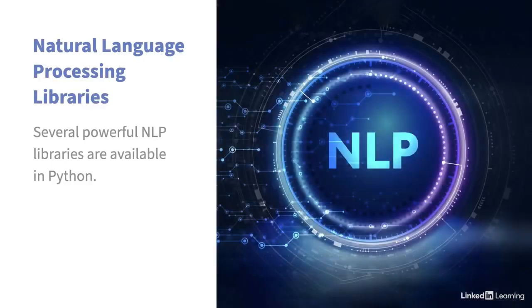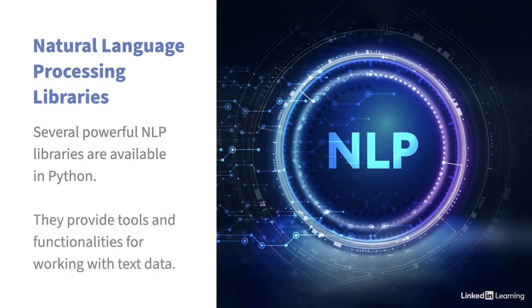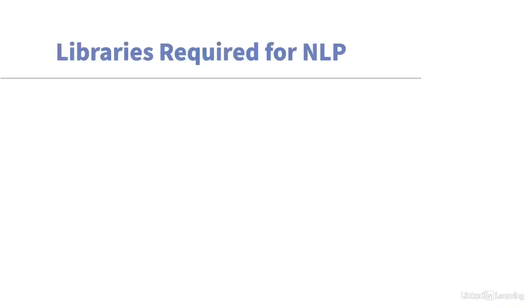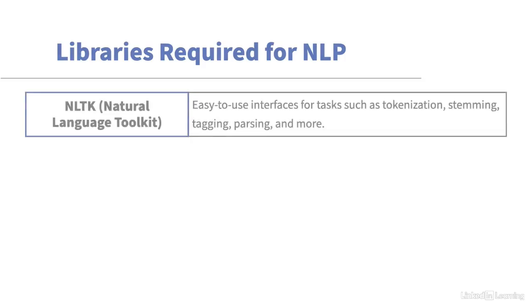There are several powerful NLP libraries available in Python that provide tools and functionalities for working with text data. Some of the most popular Python NLP libraries include NLTK, or Natural Language Toolkit, which is the foundational library for text processing, including tokenization, stemming, lemmatization, and stop word removal.